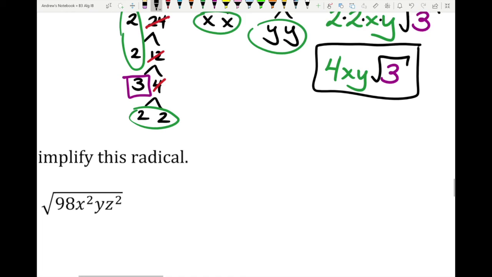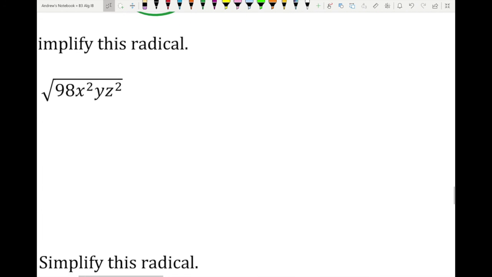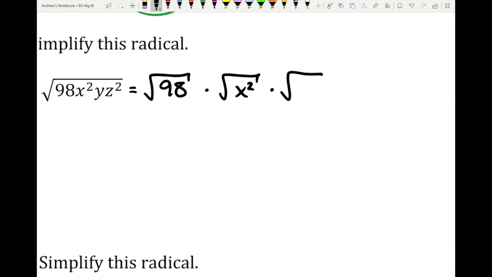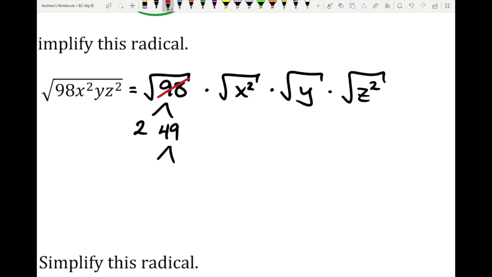Okay, 2 left. Oh my gosh, we're almost there. So for this one, same kind of idea. I'm going to break it up into the square root of 98 times the square root of x squared times the square root of y times the square root of z squared. For 98, it's never a bad idea to use a calculator to help you out with these. 98 can be divided by 2. It'll go into 49. 49 can get split up into 7 times 7.